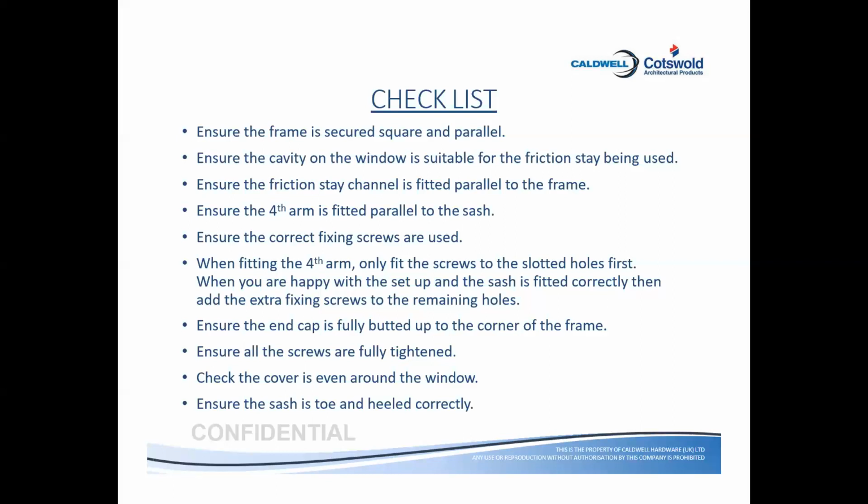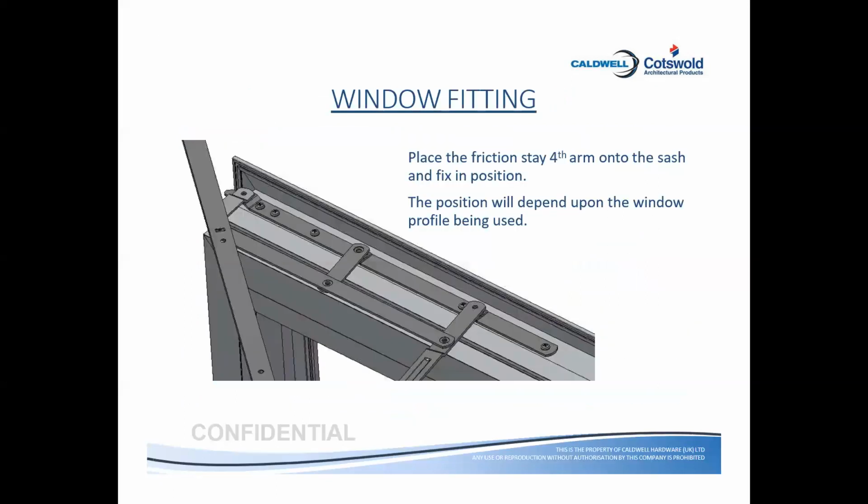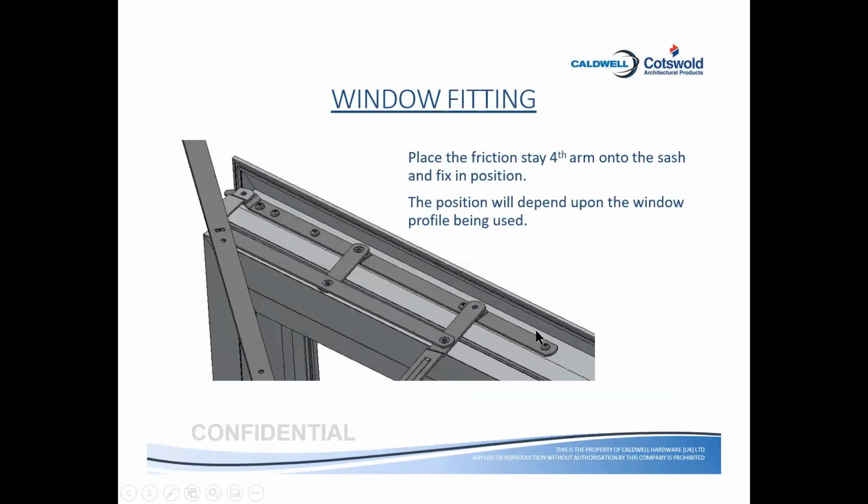Third point, ensure that the friction stay channel is fitted parallel to the frame. And fourth point, ensure that the fixing arm is fitted parallel to the sash. What it is, I will show you on the drawing. This is your fixing of the channel in the outer frame. You have to make sure that it is fixed parallel. This channel is fixed parallel to the outer frame, and this is the fourth arm. It needs to be parallel to the sash frame.